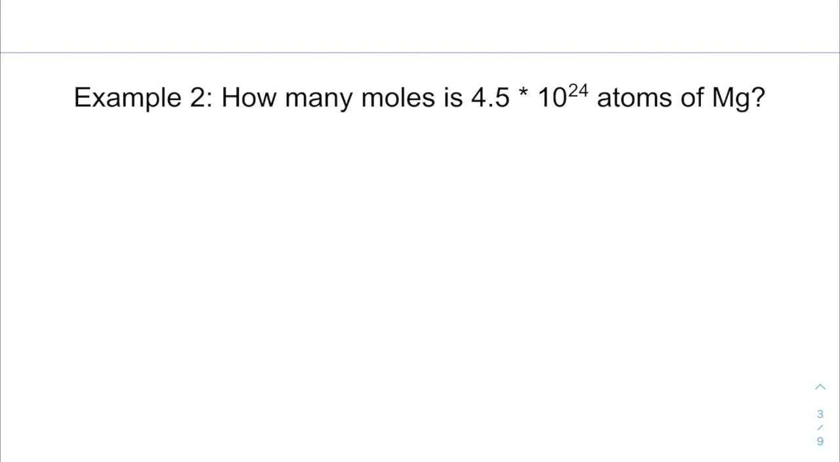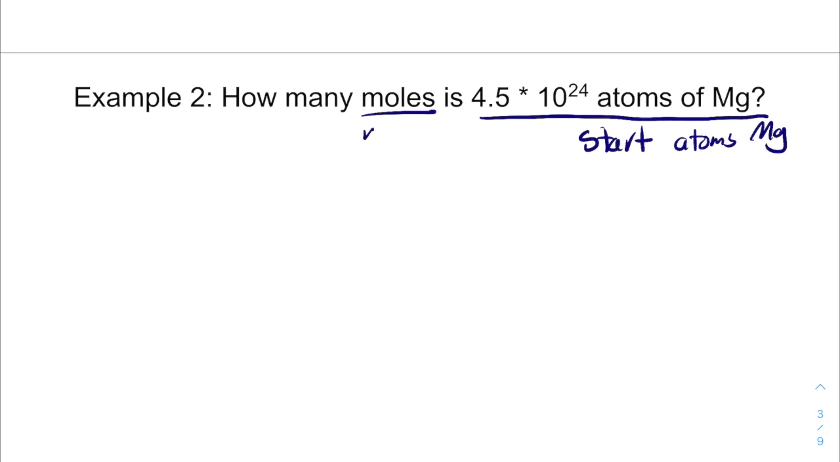Let's take a look at this example 2. Example 2 asks, how many moles is 4.5 times 10 to the 24th atoms of magnesium? So again, first thing I always want to do, identify what I'm starting with and what I am ending with. So here, the value they give me, that is going to be my start. I'm starting with atoms of magnesium. My end is moles of magnesium. That's going to be what I end with. So I'm going from atoms of magnesium to moles of magnesium.